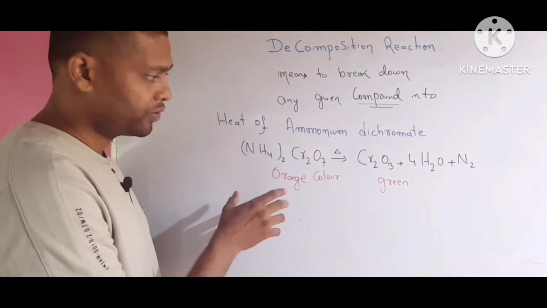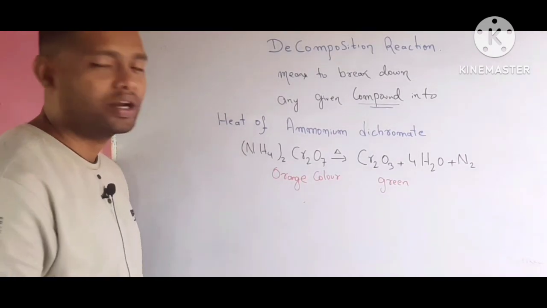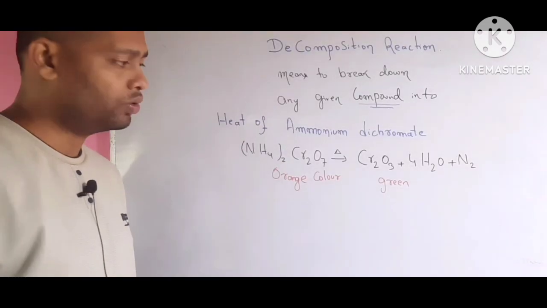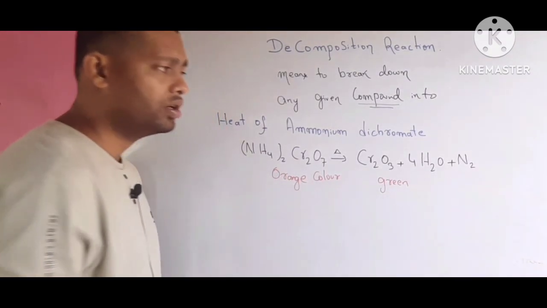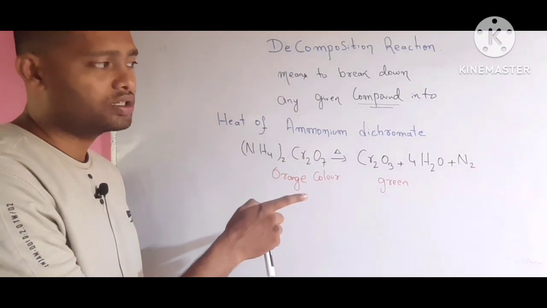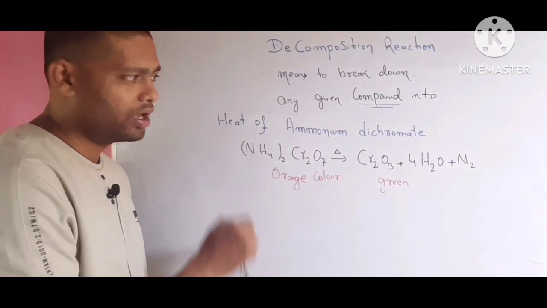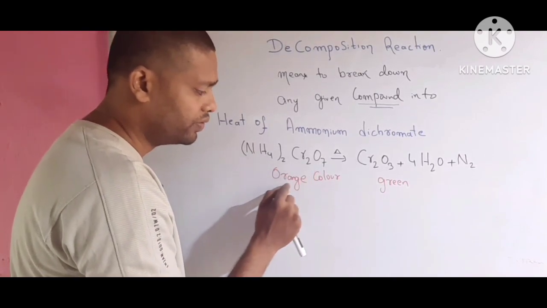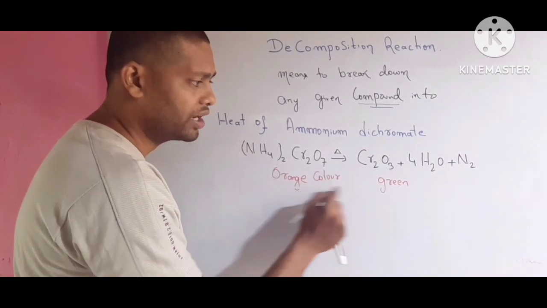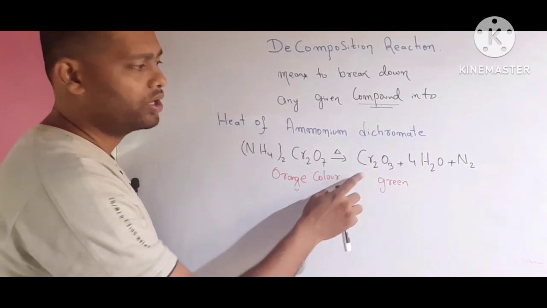This usually takes place at volcanic eruption time. Because of this reaction we are getting nitrogen, and this nitrogen which is formed causes the eruption in the volcano, and they change the color. The ammonium dichromate is orange in color, and because of the reaction it went green in color. So here we are getting nitrogen and the chromium oxide.